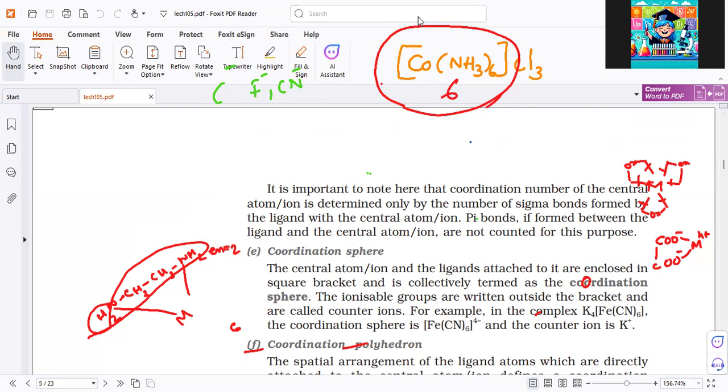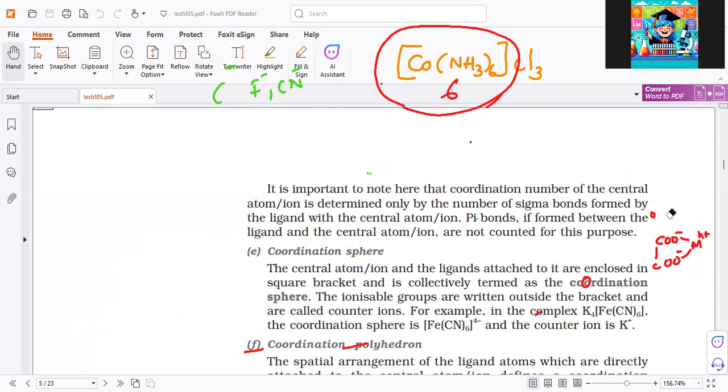Also remember that for calculating the coordination number, we will consider only the sigma bonds. If at all pi bonds are present, they are not taken into consideration when calculating the coordination number. Next, coming to the next term, that is coordination sphere.